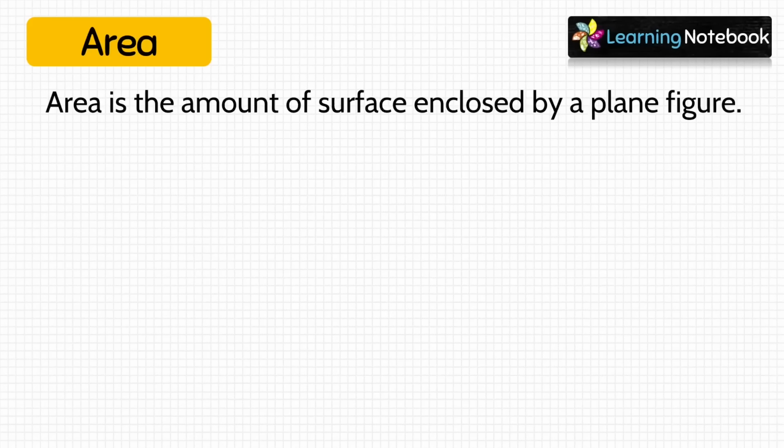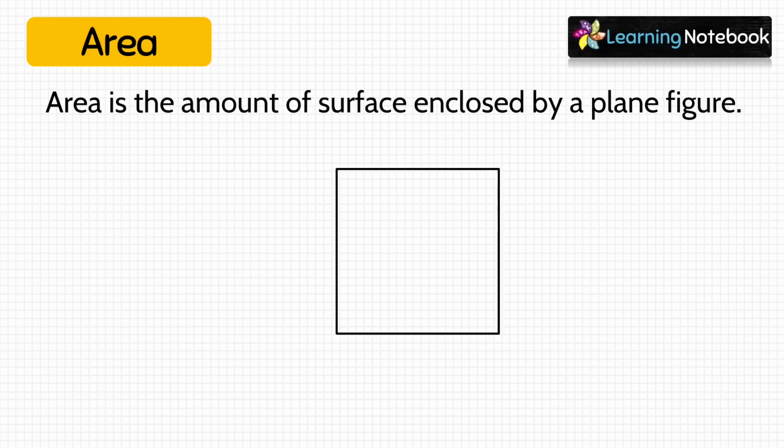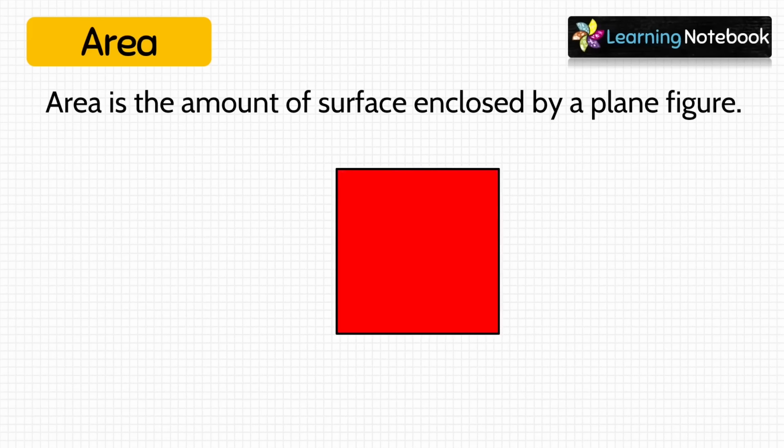So what is area? Area is the amount of surface enclosed by a plane figure. Let's take an example to understand what is area. Let's draw a square. It means we have drawn the perimeter of the square. Now, if we are filling color in this square, it means we are coloring the area of the square.